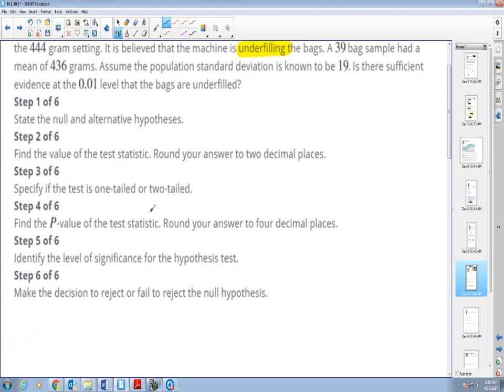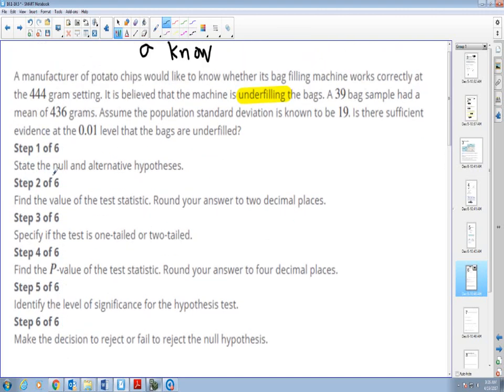All right, let me do this. We've got 6 steps. Step number 1, state the null and the alternative hypothesis. The null hypothesis is that the mean is supposed to be 444 grams. But the researchers, who form the alternative, feel that it's underfilled, that it's actually less than 444 grams. So when I do less than, this is going to be a left tail test.